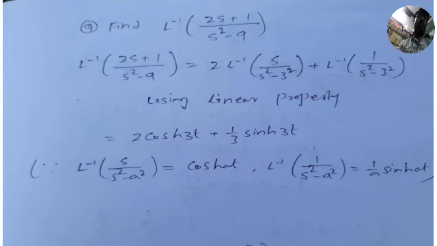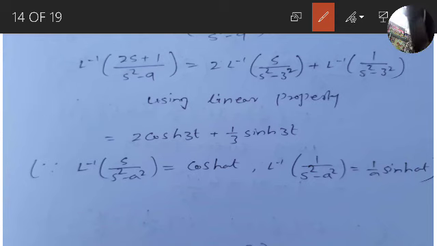Yes, only 2 steps. What's the answer? Yes, good, guys. 2 into cosh 3t plus 1 by 3 into sinh 3t. Very good. Yes, that is the answer. Many of you did it. So what are we doing here? You have to take the constant outside, 2 outside, and here only plus 1 is a constant outside.